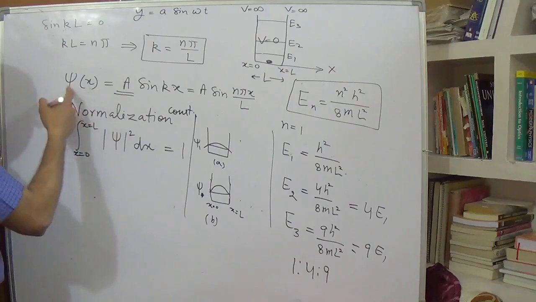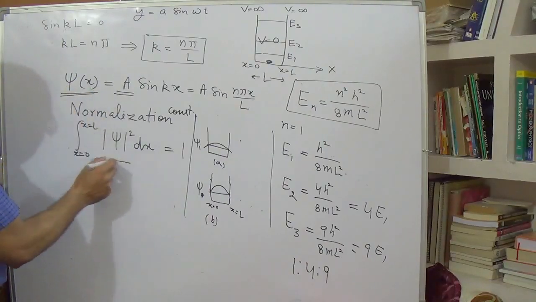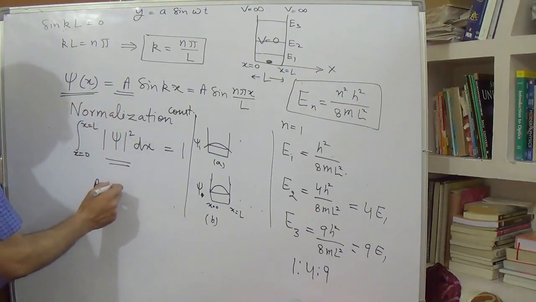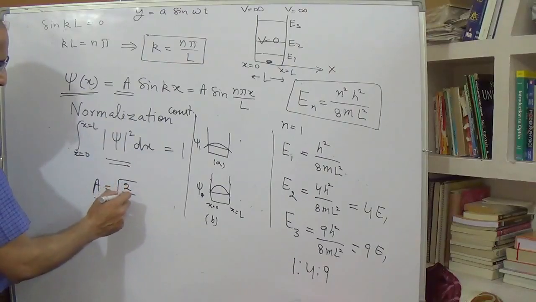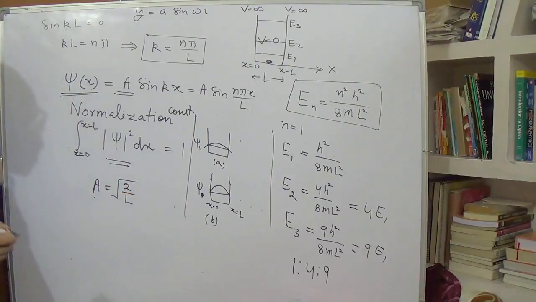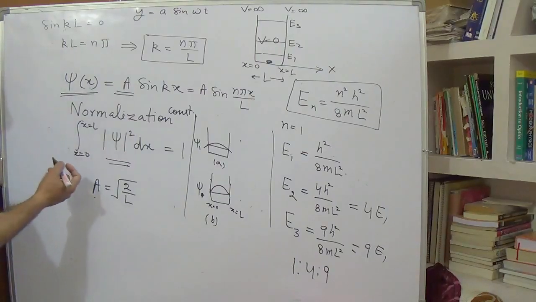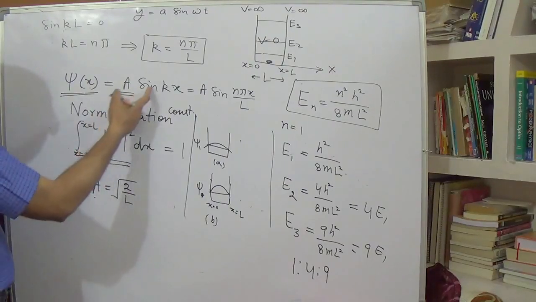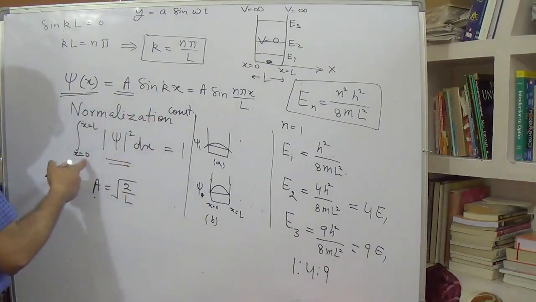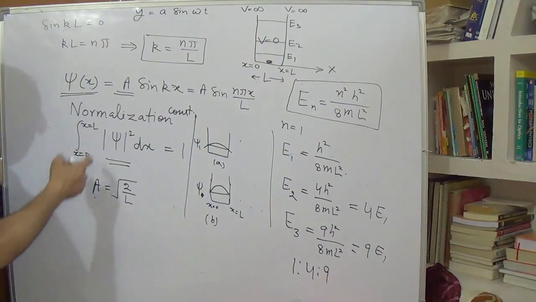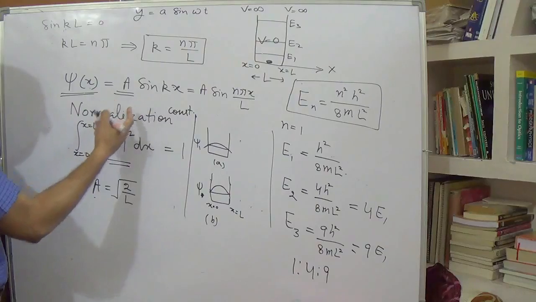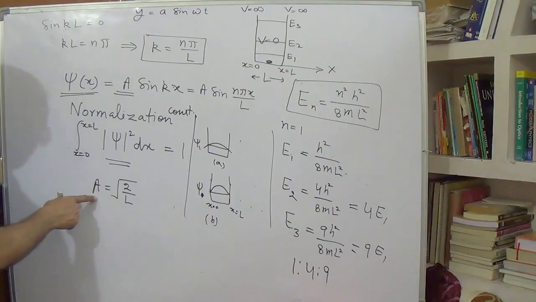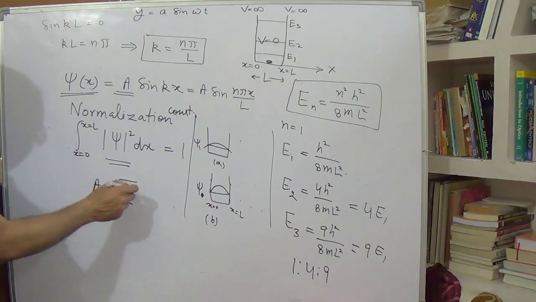So when I put this value of psi x in this equation, I found the result for the normalization constant A, which is equal to under root 2 upon L. I am directly writing this value here. You can solve this integration by putting these values: the integral of A squared sin squared kx dx is equal to 1 within the limit of 0 to L. You can simplify this integration using the cos 2x formula, and you will get this result, A equal to square root 2 by L.